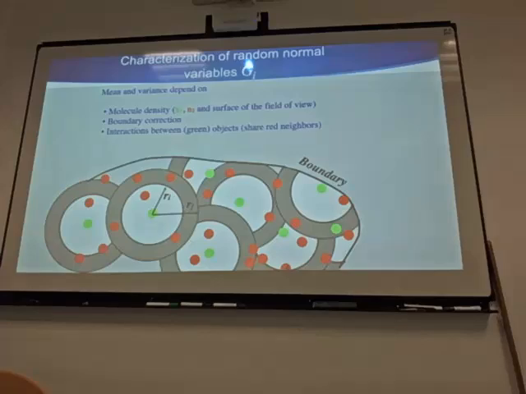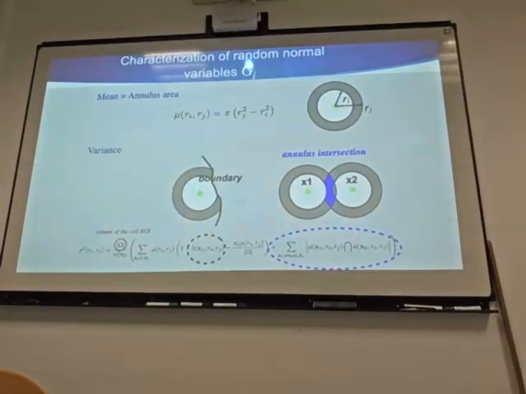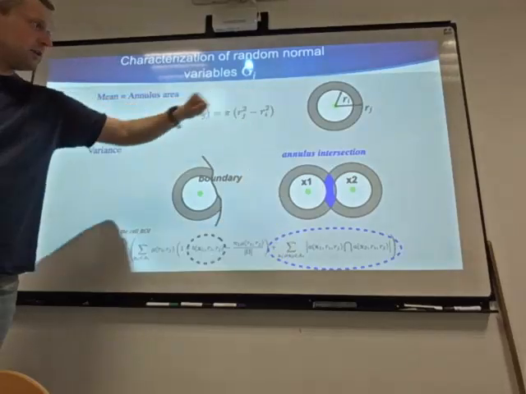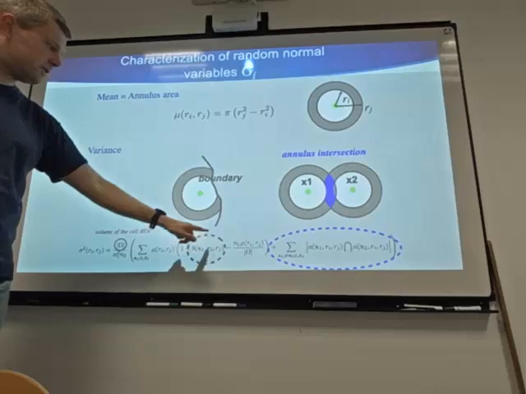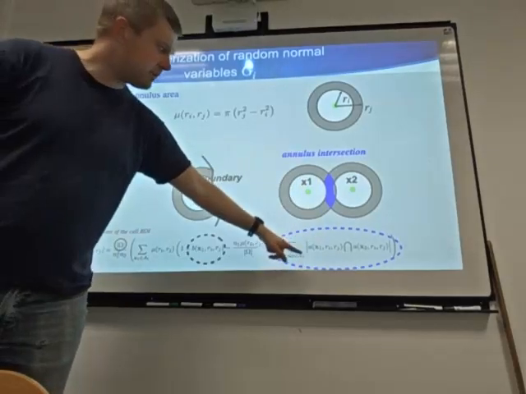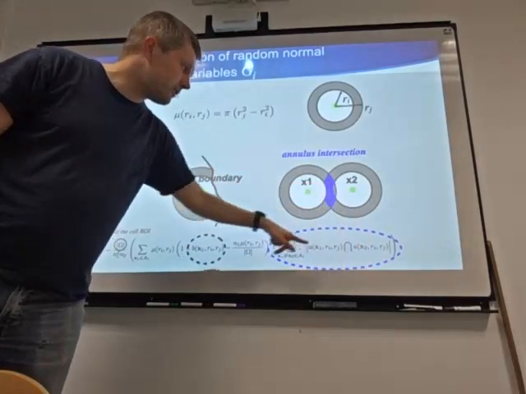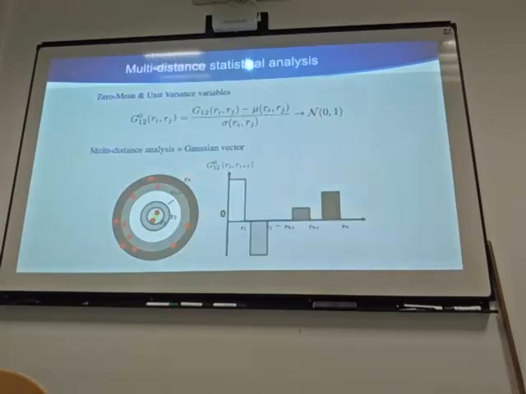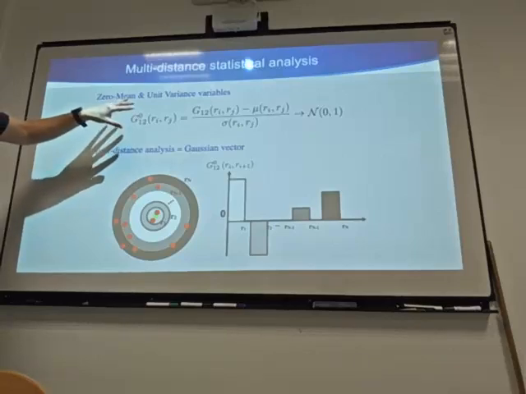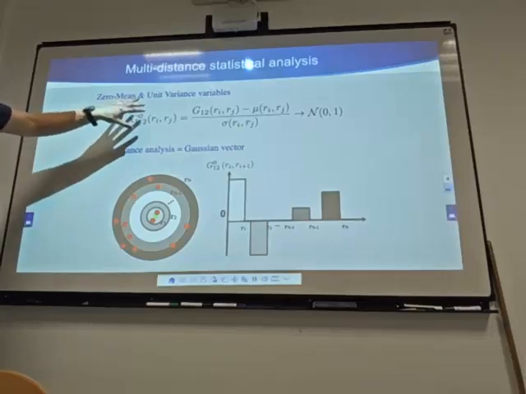So this is a small explanation, but when you do the derivation, you can see that the mean is clearly the area of the annulus. And for the variance, again, you will have a boundary correction. So here it's a bit complicated. And here, some intersection between the different annulus is going to be included in the term of variance. So now you have the mean and we have the variance. So now we can again define a centered variable with zero mean and unit variance.